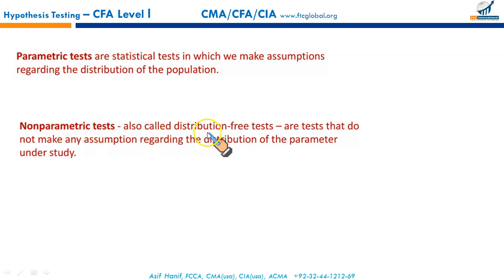Non-parametric tests, also called distribution-free tests, are tests that do not make any assumptions regarding the distribution of the parameter under study. Analysts use non-parametric testing when the median is more desirable than the mean, or when the sample size is extremely small, maybe less than 10 observations, or the data under analysis is ordinal, where the variables have natural ordered categories and the distances between the categories are not known. So that ends your overview of hypothesis testing.